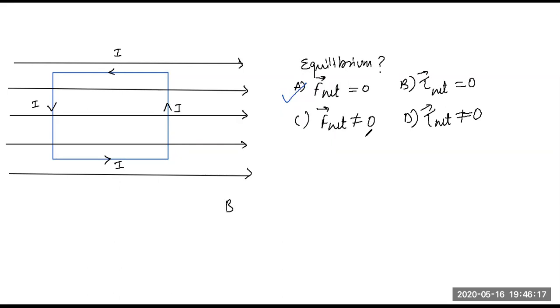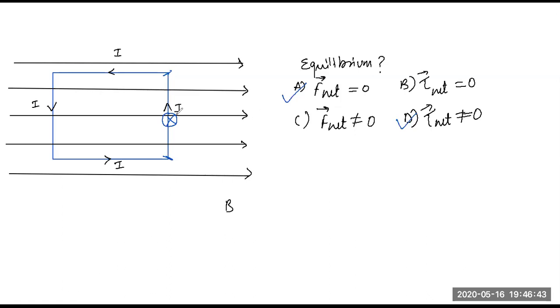Sir, A and D. F net is 0, tau net is non-zero, right? Let's check. If I take this wire, this one, current is in j cap direction and magnetic field is in I cap direction. So if you find out the direction of force, it will come out, I think, inwards. Yes or no? Yes, sir.